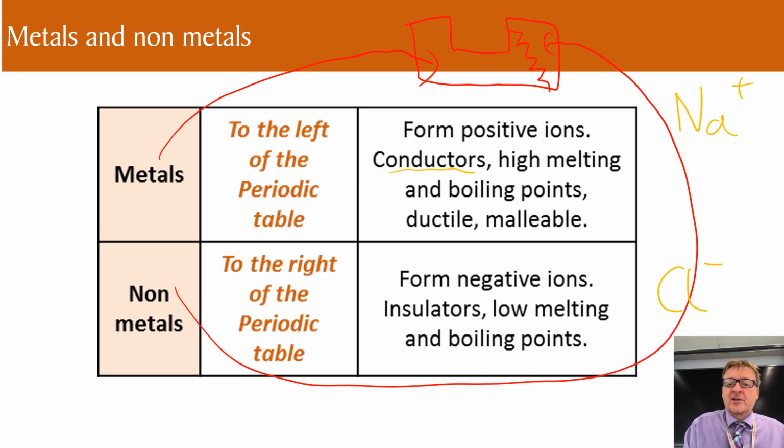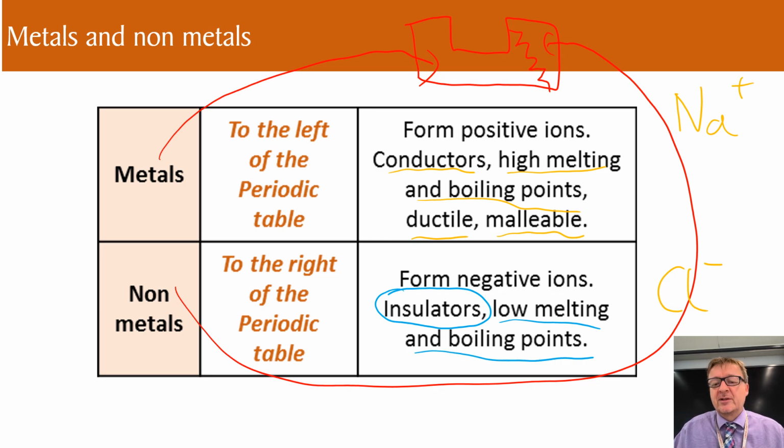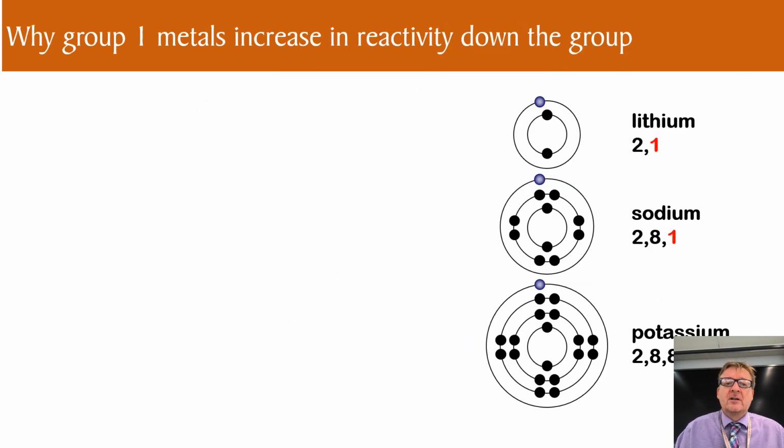Metals are good conductors of heat and electricity, with high melting and high boiling points, which means it takes a lot of energy to turn them into a liquid and a gas. They're ductile, which means they can be stretched, and malleable, which means they can be bent. Non-metals are kind of the opposite. They are insulators, which means they don't conduct electricity and heat very well, and they have low melting and low boiling points, which means you don't need to put much energy into them to turn them into a gas or a liquid.